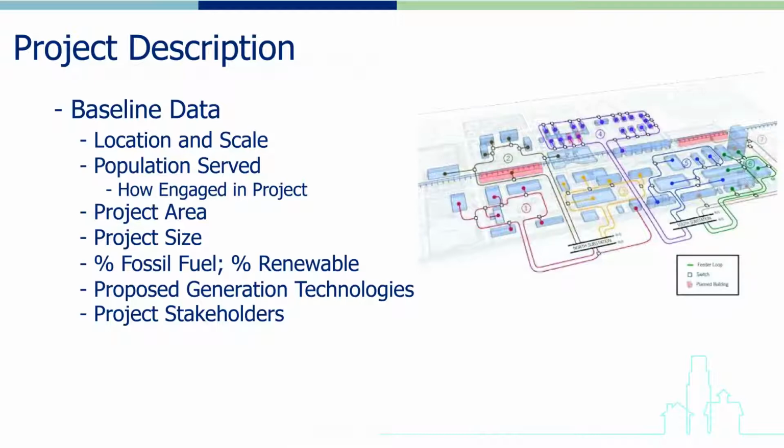the percentage that is renewable power, the proposed technologies and systems that will be used, both new and existing, and the project stakeholders, participating customers and properties, types and scale of facilities, number and types of critical facilities included in the microgrid plan.